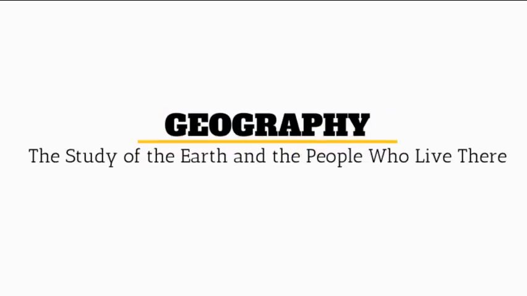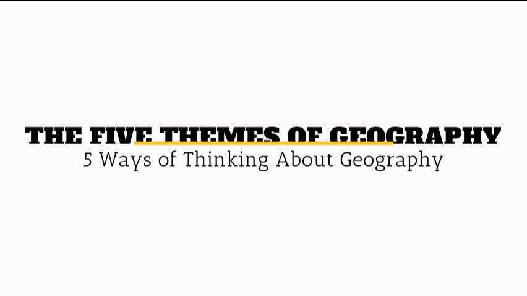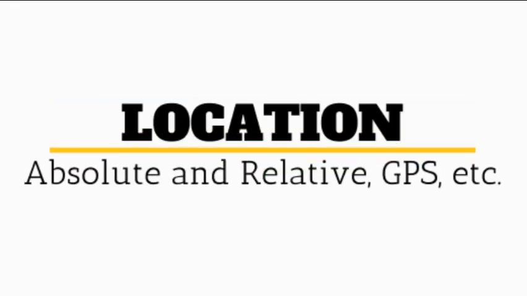Okay, so first, let's do a little review. So far we've learned that geography is a study of the Earth and the people who live on the Earth. We've also learned that the 5 themes of geography are 5 ways of thinking about geography. Then we learned about one of the themes of geography, location. We talked about absolute and relative location. We discussed global positioning systems, and we also talked a little bit about lines of latitude and longitude and what those are used for.